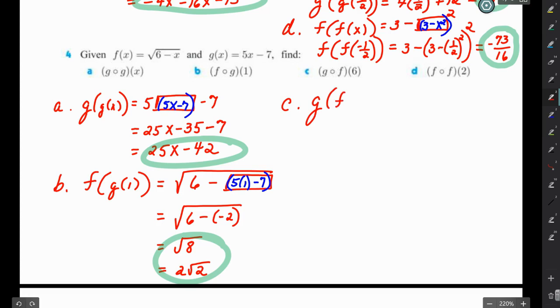G of f of 6. Okay, we're going to put the f function inside with the 6 replacing the x. Simplify that. The square root of 0 is just 0. 5 times 0 is 0. 0 minus 7 is negative 7. And the last one is f of 2.